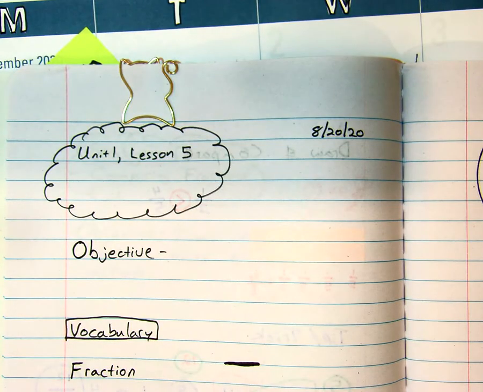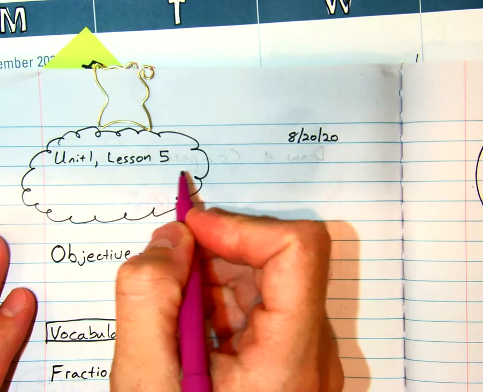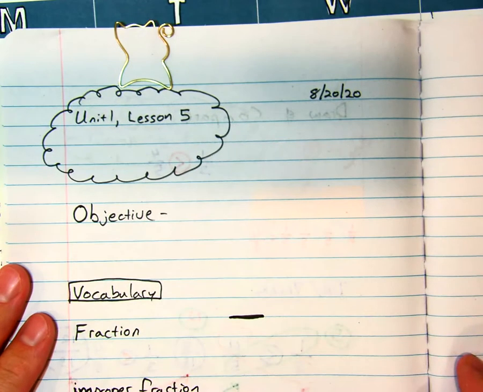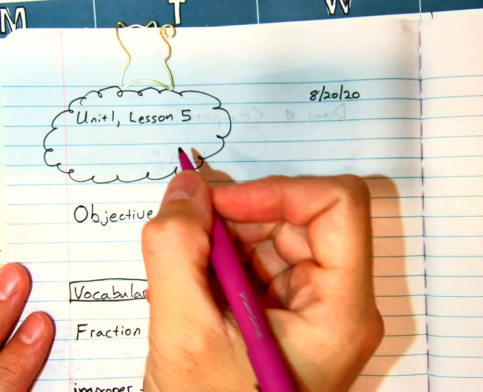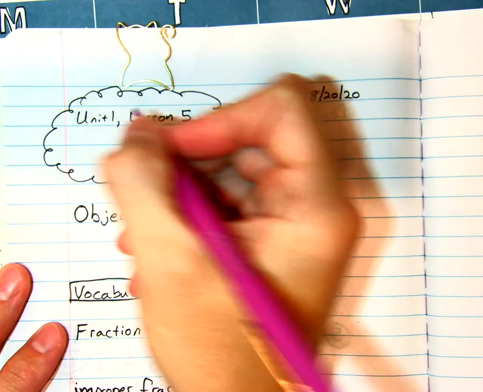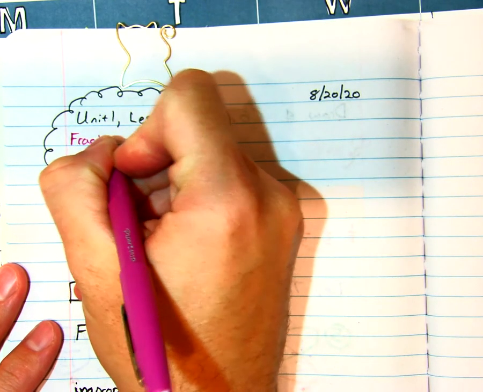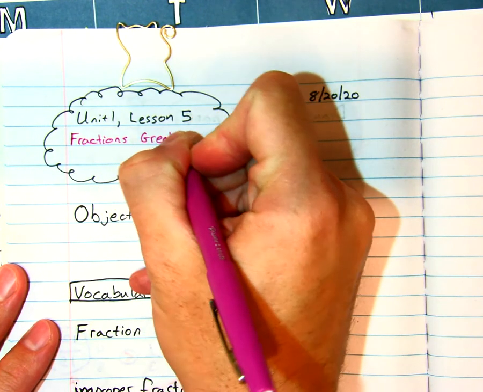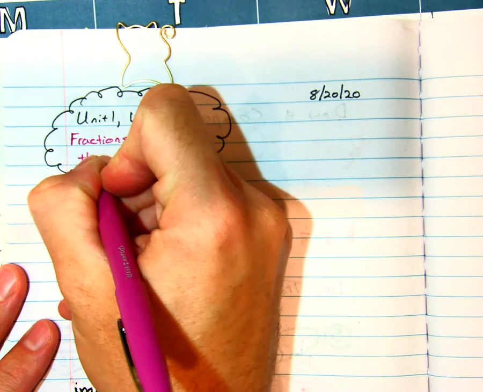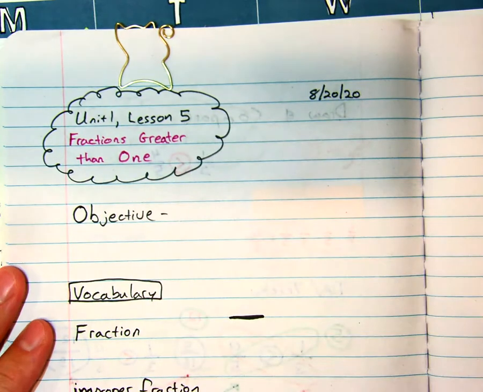All right. And our title, we know from the table of contents, Unit 1, Lesson 5, if you're following along in Think Central, or when we get our softcover consumable books, we can go back and practice a few of these problems. This is fractions greater than 1.